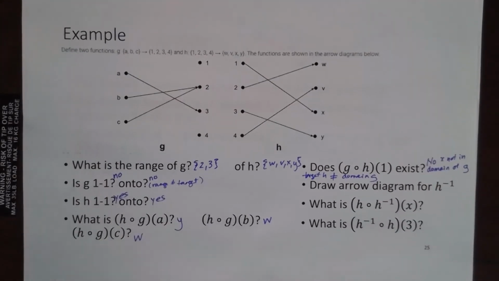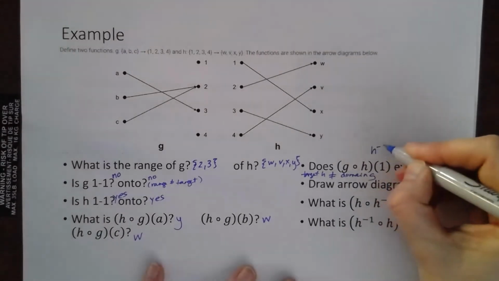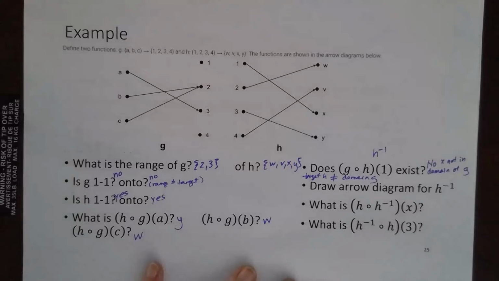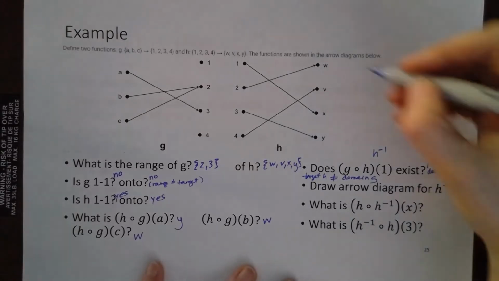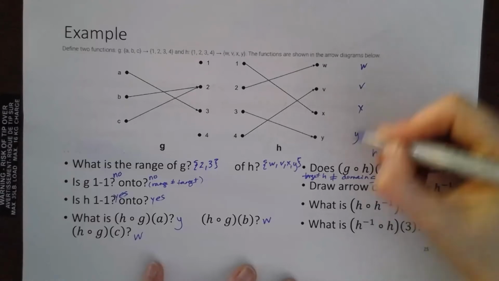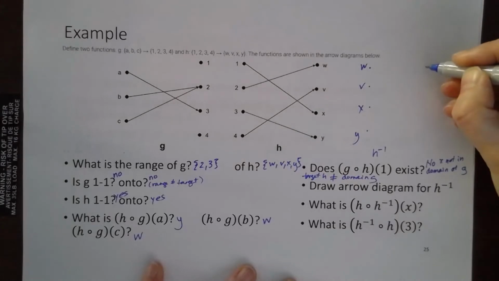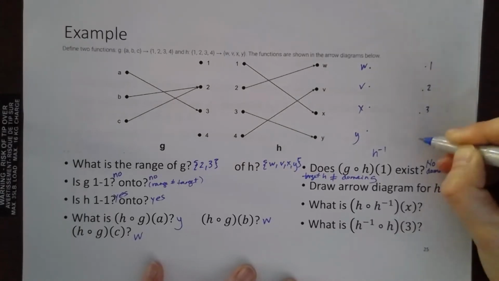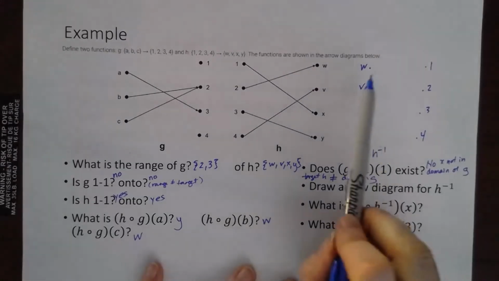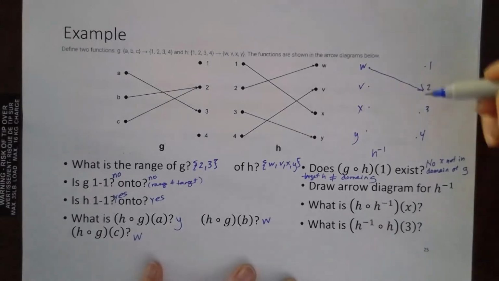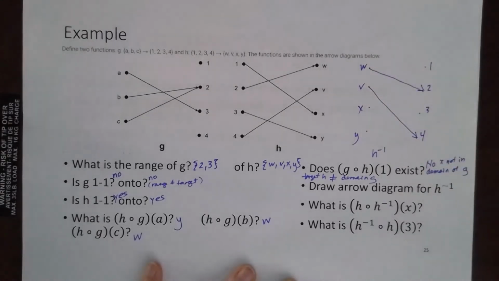Now, we already said that H is 1-to-1 and onto, so it's invertible. If I wanted to draw an arrow diagram, what would I list on the left-hand side as my domain values for H inverse? W, V, X, Y. And then on the right, for my target values, I would have 1, 2, 3, 4. And what would W map to? 2. And V maps to 4. X maps to 1. And Y maps to 3.